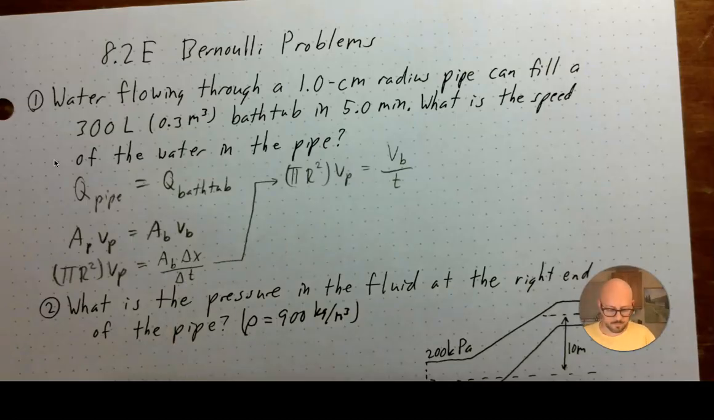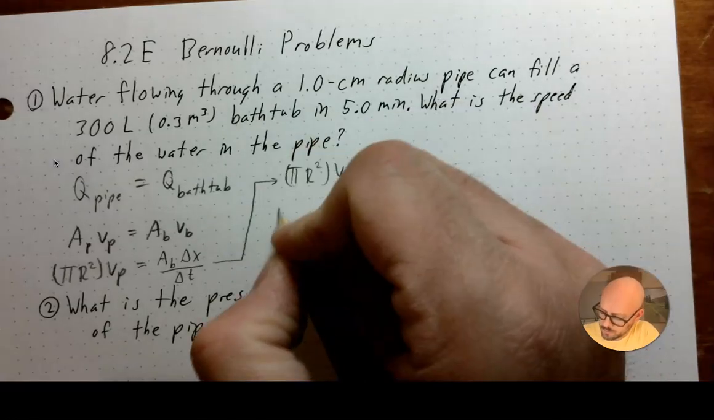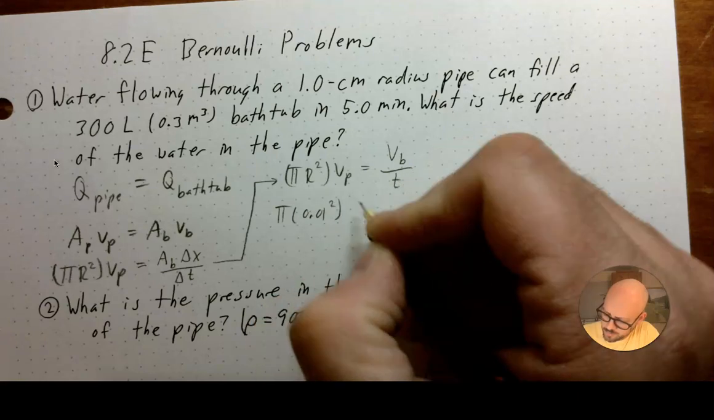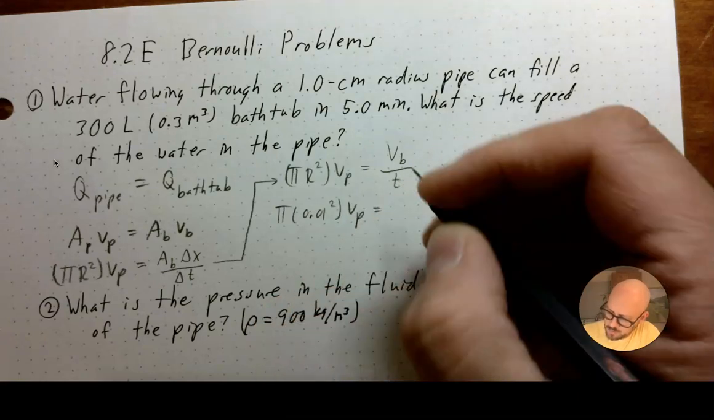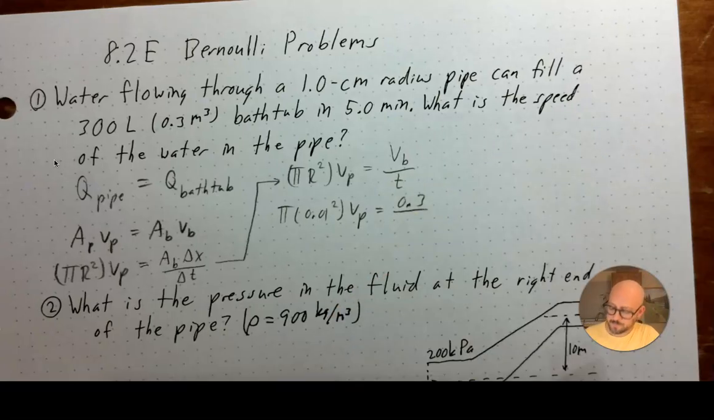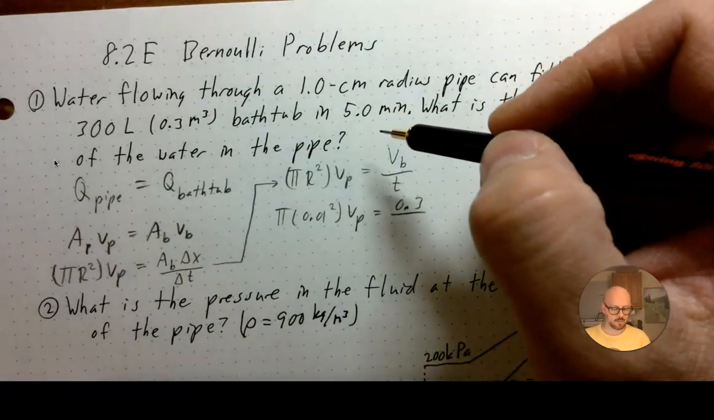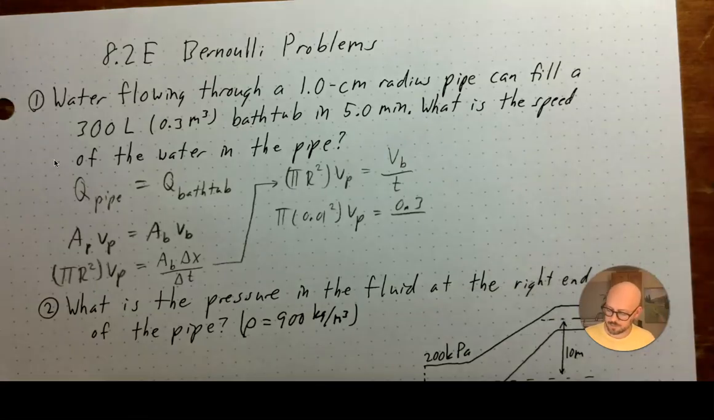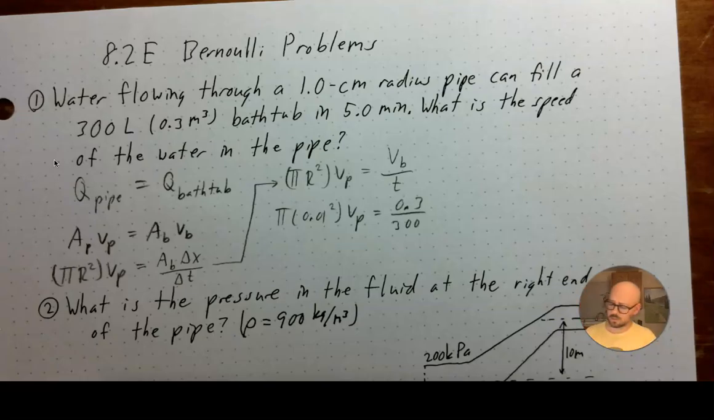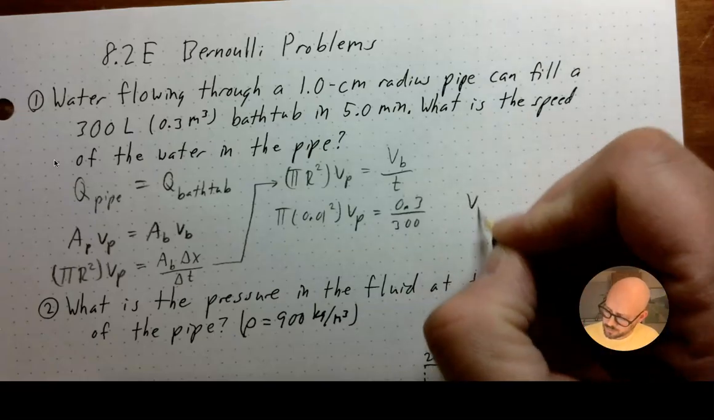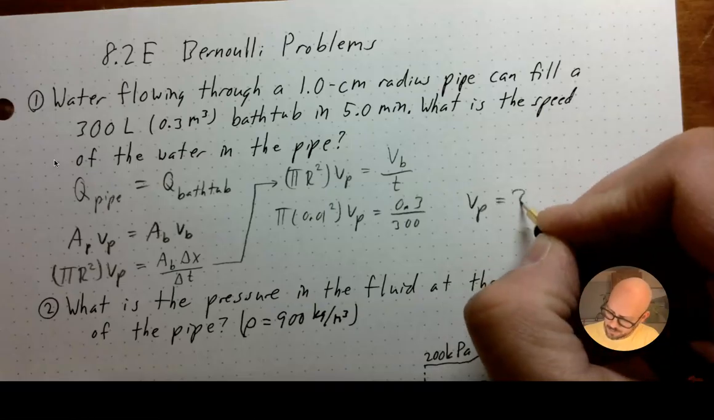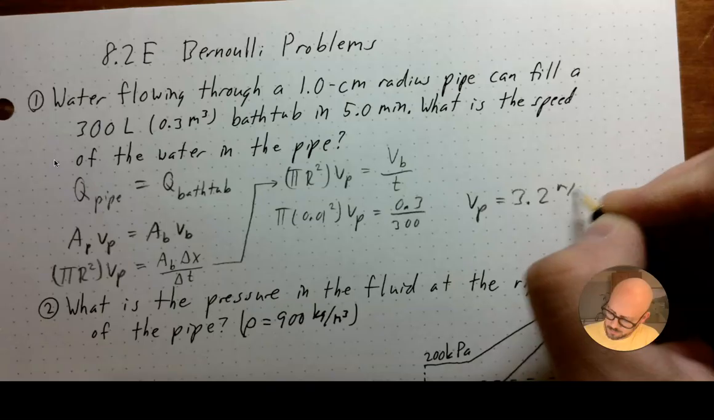And now I can plug everything in. So pi times 0.01 squared times the speed through the pipe is equal to 0.3 cubic meters divided by 5 minutes. Well, 5 minutes is going to be 5 times 60, or 300 seconds. And so if I were to work all that out, the speed of the fluid flowing through the pipe is going to be about 3.2 meters per second.